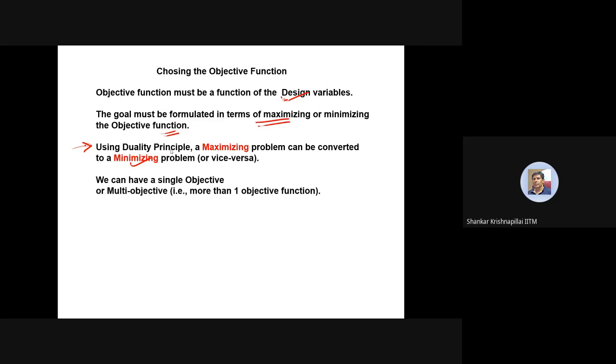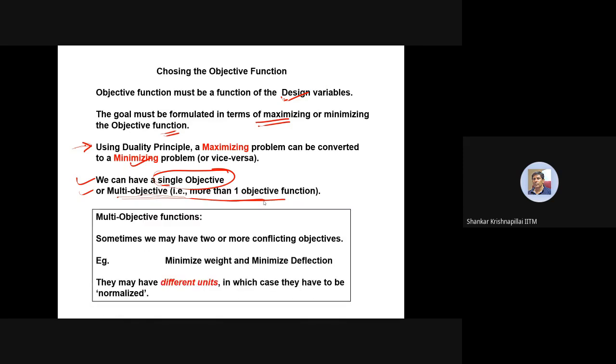Then we can have one objective function, which is called single objective, or we can have multi-objective, that is more than one objective function. As I told earlier, sometimes we may have two or more conflicting objectives, like minimize weight and at the same time minimize deflection. Sometimes these objectives may have different units, like weight is in kilogram, deflection is in mm. So they have to be normalized by a weighting factor.